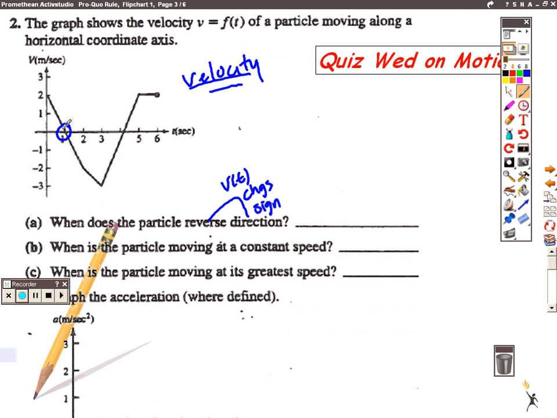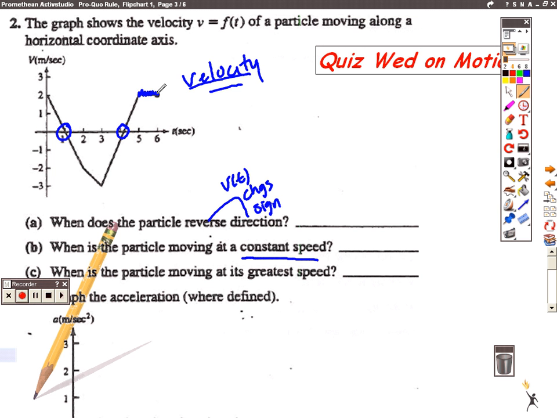The velocity goes from positive to negative. And at 4, we'll call it 4.2 as an approximation, at about 4.2, the velocity changes from negative to positive. So the particle is reversing directions. Part B, when is the particle moving at a constant speed? The only place that I see a constant speed is in this little region right here. So that would be from 5 to 6.